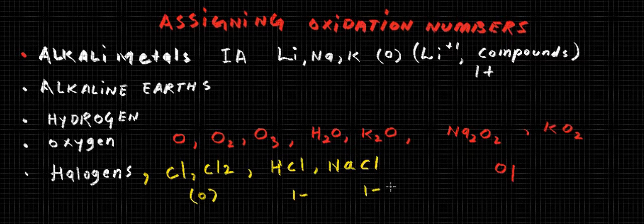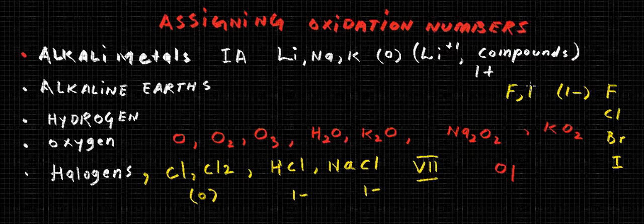Other than that, halogens belong to group 7 of the periodic table and contain fluorine, chlorine, bromine and iodine. Fluorine will always have a -1 oxidation number in all of its compounds, except for the fluorine atom and fluorine molecule, where the oxidation number will be 0, as we have discussed here.